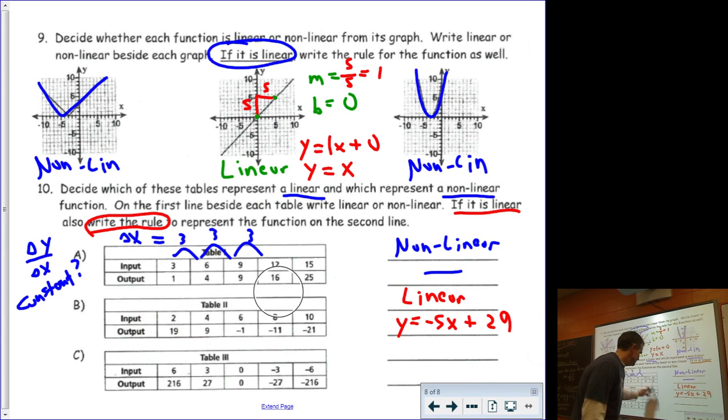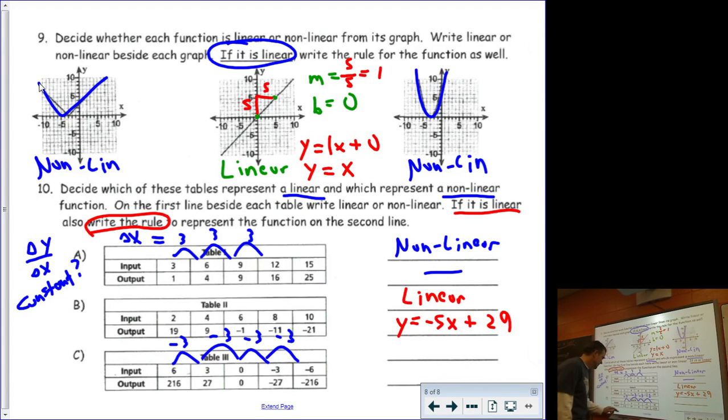Last up, the last table, let's see what it looks like. The change in x is minus 3, minus 3. It looks like it's always minus 3. The change in y, oh my goodness. Well, I'm not sure what that is. I guess it's about 191 or so down. But here it's only minus 27. And here it's minus 27.